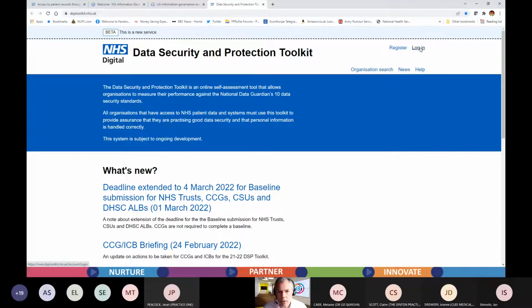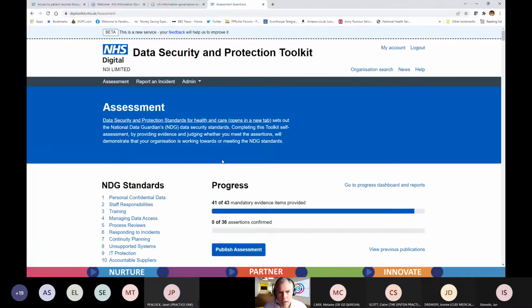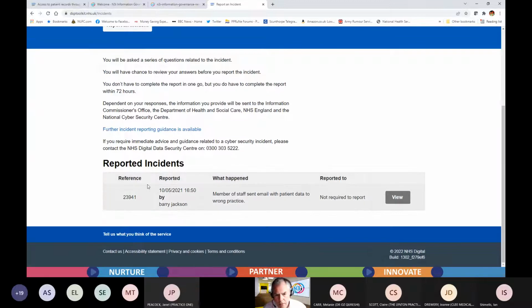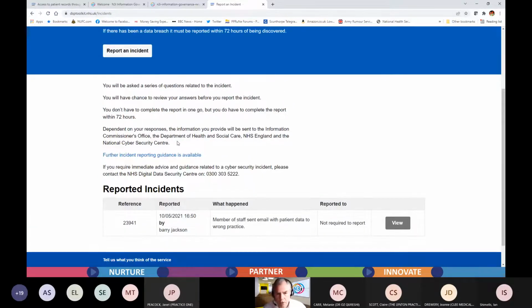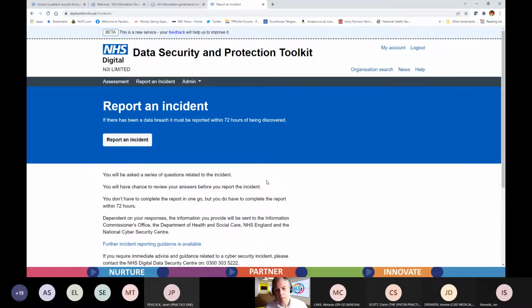So I'm just going to quickly log in and show you where it is. There's our login page. We get logged in. Along the top here, you get your basic assessment, which is obviously the primary part of the toolkit itself, but there's a button there to report an incident. You click on that, and it'll take you through, ask you loads of questions, and then any incident you've got will appear here. You can use this essentially as your local incident reporting system. This is just a test one I put up on here, but put all data incidents onto here.